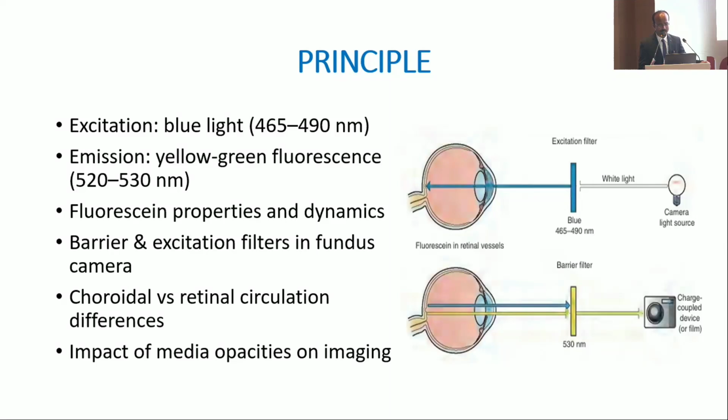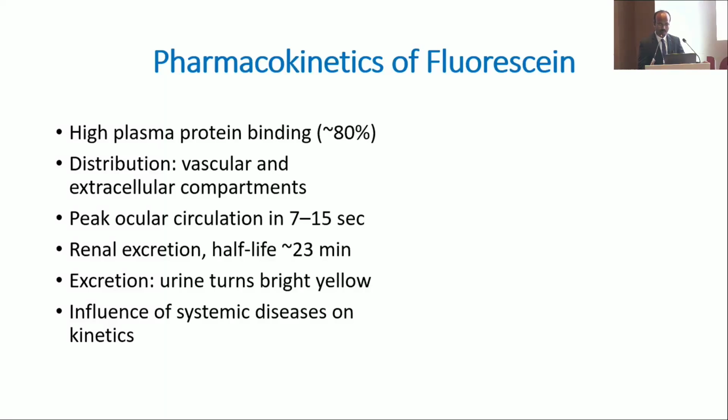Barrier and excitation filters play a very important role, and it is also used for choroidal and retinal circulation differentiation. Coming to the pharmacokinetics of fluorescein dye, it is highly plasma bound. That is how we can visualize the retinal vasculature, and the distribution of the dye happens between the vascular and extracellular compartments in the retina. The peak ocular circulation occurs in 7 to 15 seconds, and it is excreted by the renal system, and the half-life of the dye is about 23 minutes.